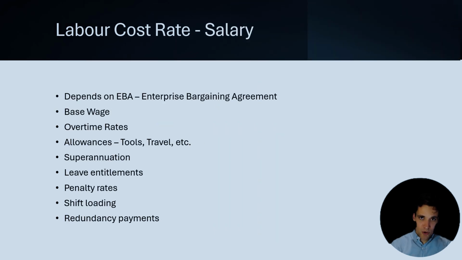The first portion of the labor cost rate that we're going to look at, and the biggest part and the part we're all aware of, is somebody's salary. We all know what a salary is, but we have to be mindful that a salary doesn't just consist of someone's base wages. We have to factor in things like overtime. We have to factor in allowances, any special conditions, superannuation, leave entitlements, penalty rates, shift loading, all these sorts of things.